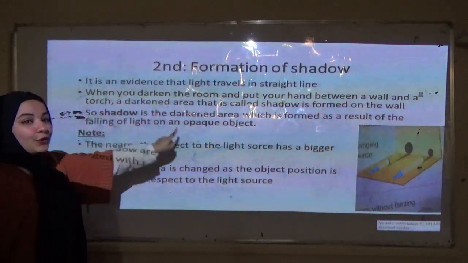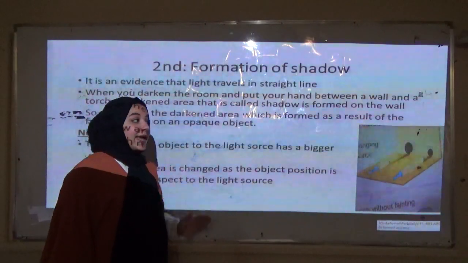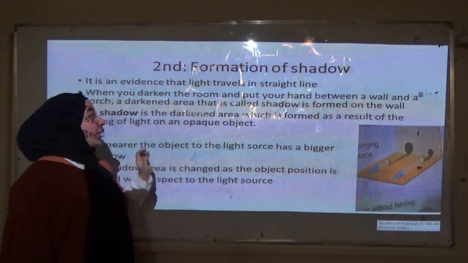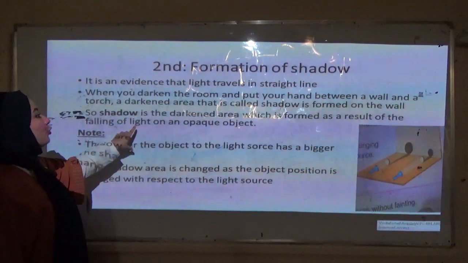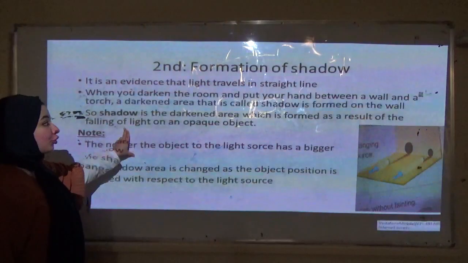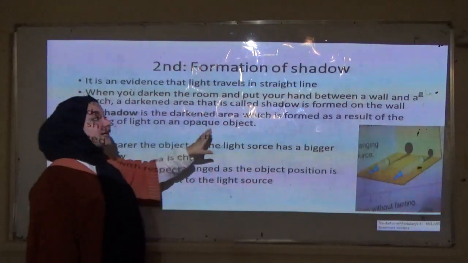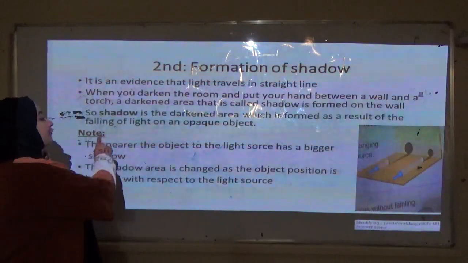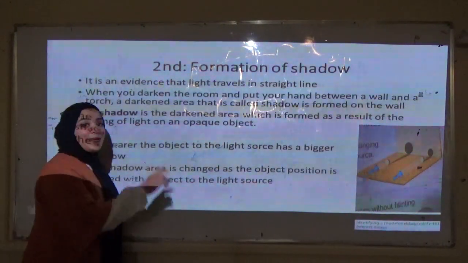When I darken the room and put my hands between a torch and the wall, then what I will notice? A shadow is formed. So shadow is the darkened area. This is a very important definition. Shadow is the darkened area which is formed as a result of what? As a result of the falling of light on an opaque object.